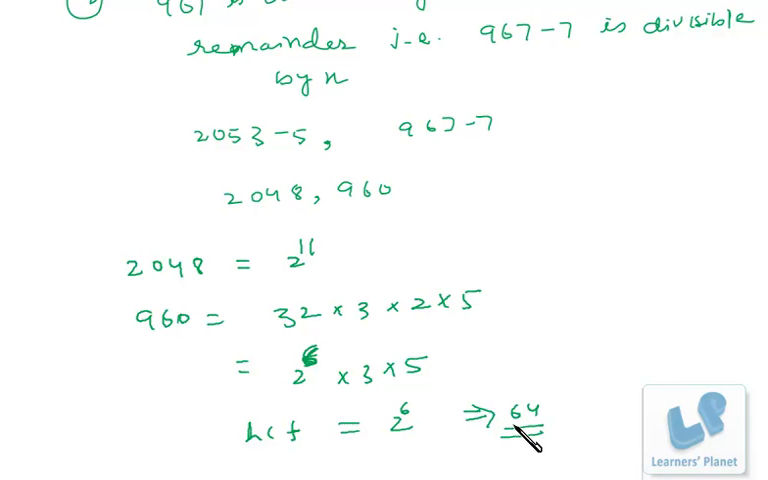So I hope you are clear. If you divide 2053 by 64, you will be getting 5 as remainder, and if you divide 967 by 64, you will be getting 7 as remainder, right? So I hope you are clear.